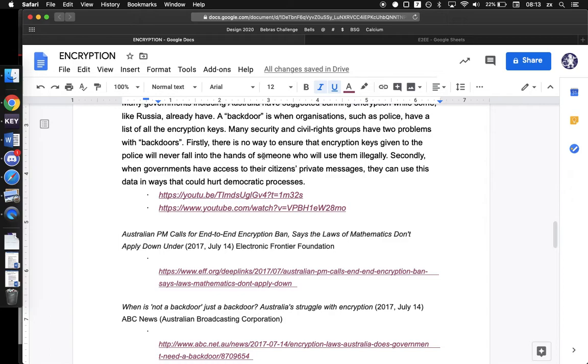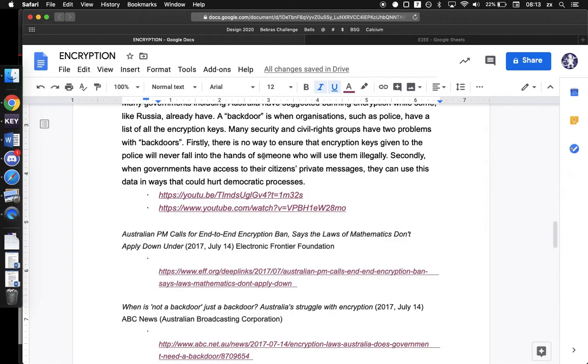Many security and civil rights groups have two problems with backdoors. Firstly, there's no way to ensure that encryption keys given to the police will never fall into the hands of someone who will use them illegally. And this is something we see with physical keys. So at the airport, there are these things called TSA locks.